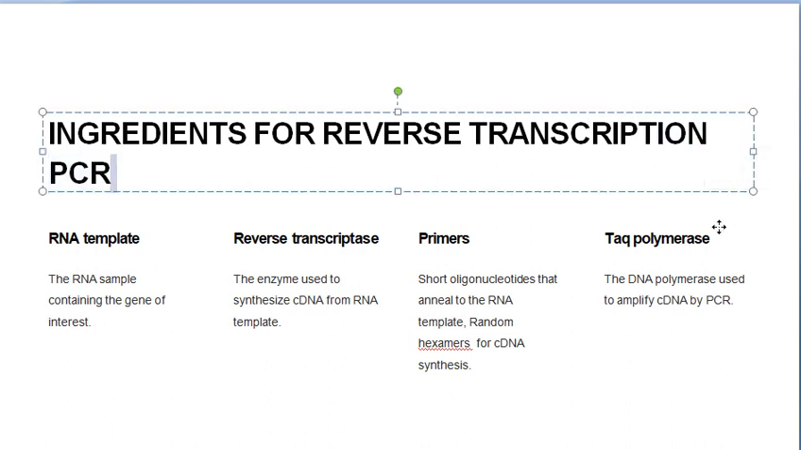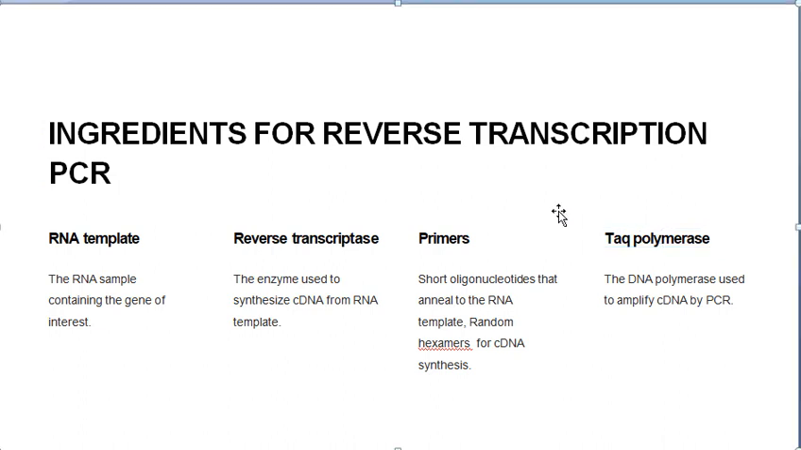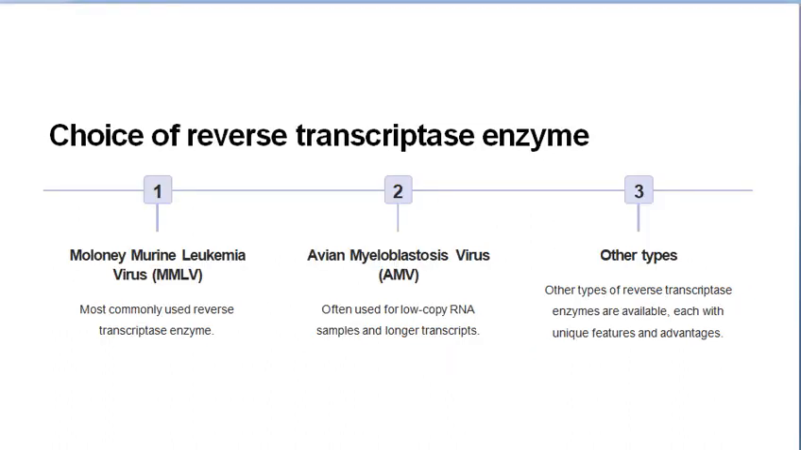Now after that we need a Taq polymerase. The Taq polymerase is here for the DNA replication, to make the single-stranded DNA double stranded. So these are exactly the ingredients for reverse transcription PCR.